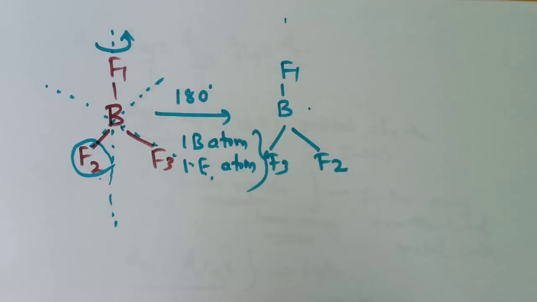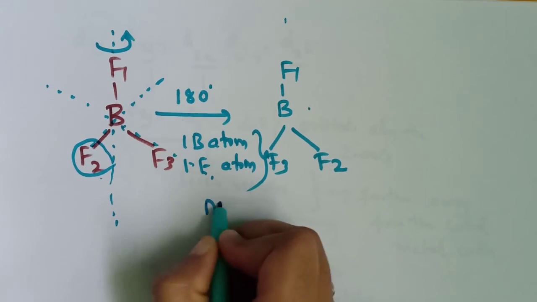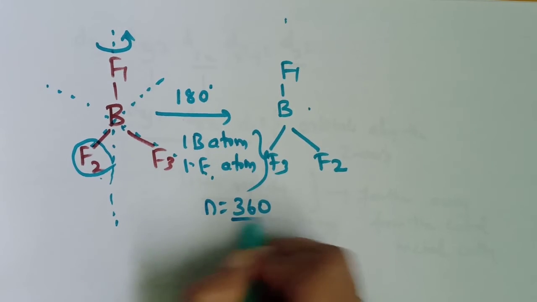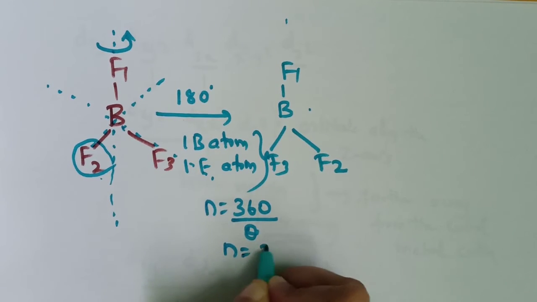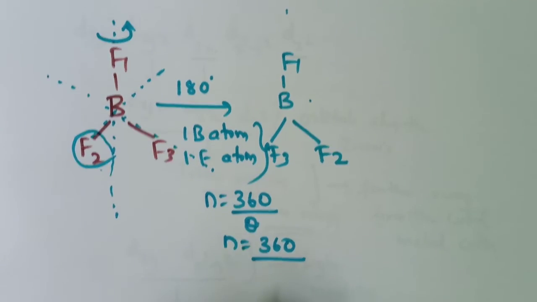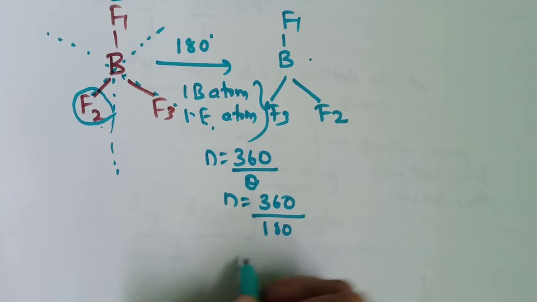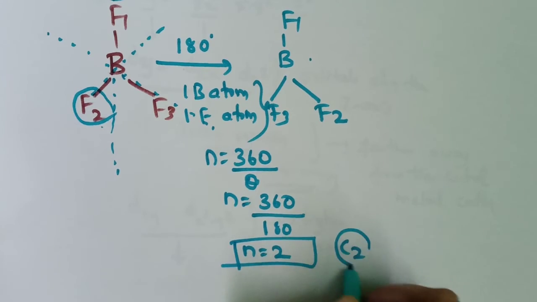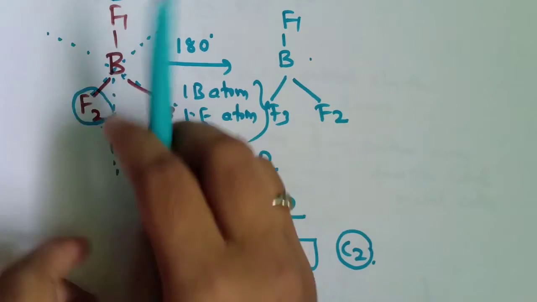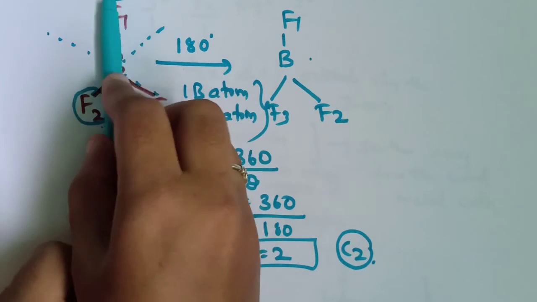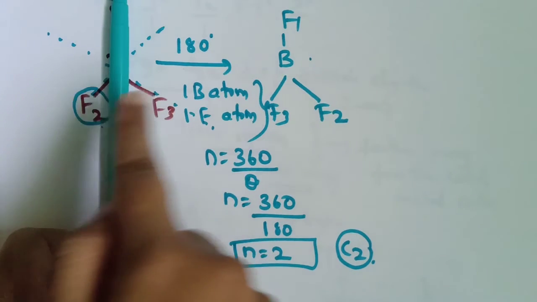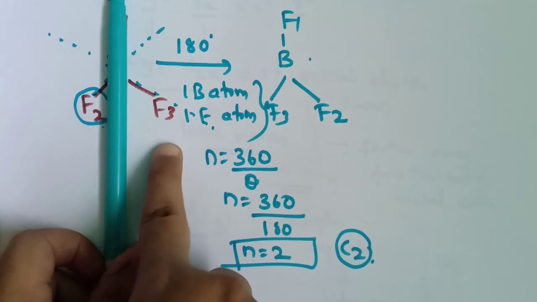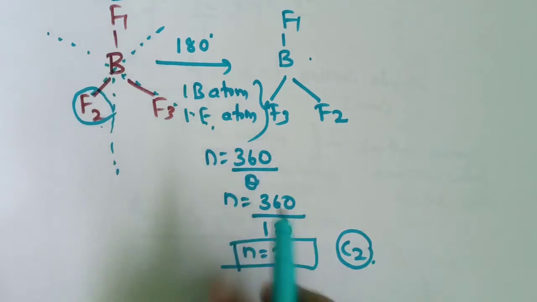So by applying the formula, we know that 360 by theta, that is n is equal to 360 degrees by 180, n is equal to 2. That means a C2 axis. We know that B and F1 are rotating on their own axis, but what are changing their position, students? F2 and F3 atoms are changing. So how many atoms are changing their positions? Two.